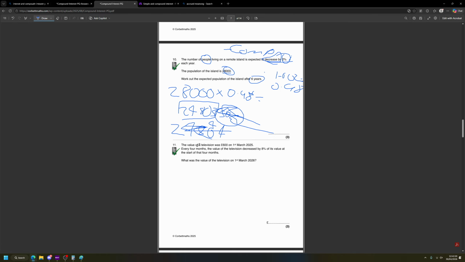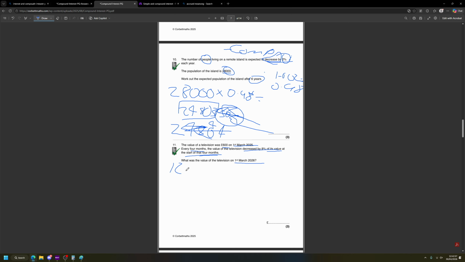Now, the value of a television was £600 on this time every 4 months. Okay, this is getting more complex. This is actually useful to learn. The value of the television decreased by 8% of its value at the start of that 4 months. Now, the way they've worded that, decreased by 8% of its value at the start of the 4 months, you know it's compound because it's based on a new value, not the original value. So that's how you know it's compound. Next thing is asking for a year later, but it's every 4 months.